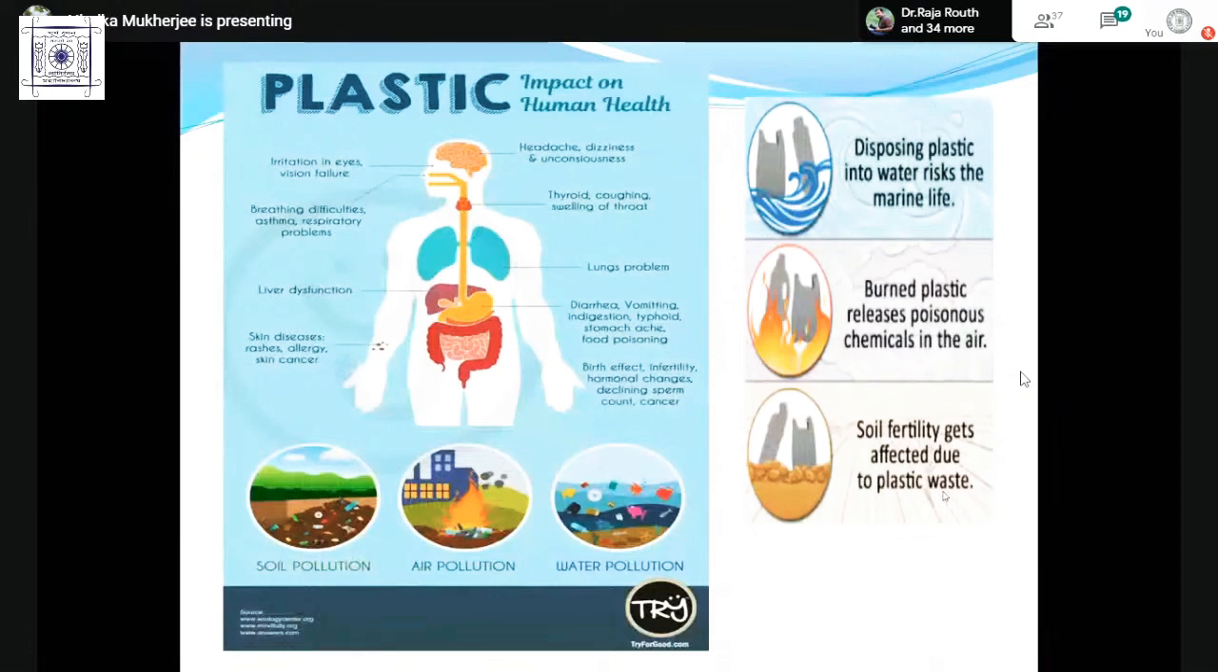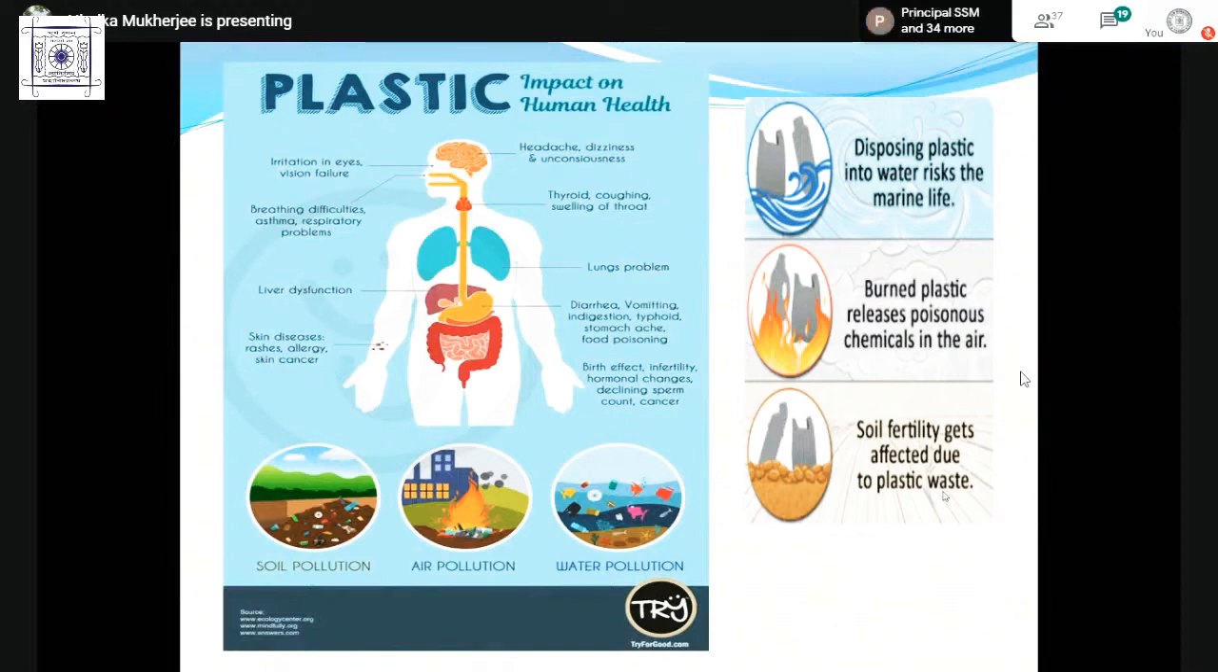So now what is the impact of plastics on human health? It has a negative impact where it causes irritation in our eyes. It might cause vision failure. It causes headache, dizziness, and unconsciousness. It might also cause thyroid problems, coughing, swelling of throat, breathing difficulties, asthma, respiratory problems, liver dysfunction, lung problems, diarrhea, vomiting, indigestion, and everything else.